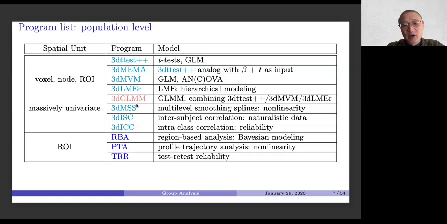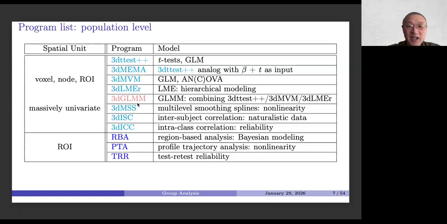The next one, 3dGrMM, is relatively new. I would say it's pretty much the most inclusive model, except that the difference between this and 3dLME is we don't need to make an assumption about the residuals following a Gaussian distribution.